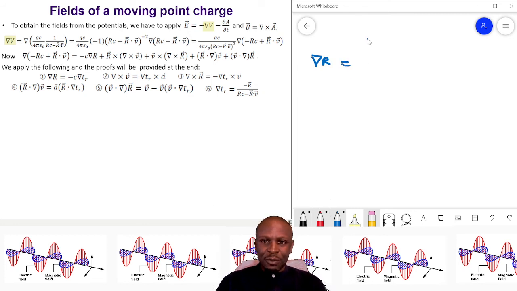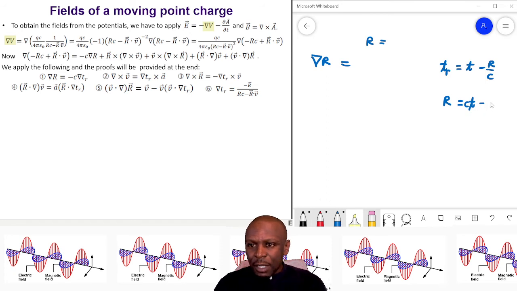but what is R? We know what R is. R is equal to what? The R, the magnitude of R. Now, we are just going to have the retarded time is just given by T minus R over C. Therefore, R is just equal to C times (t minus t_r). That is your R.